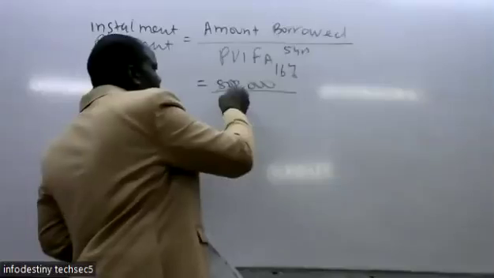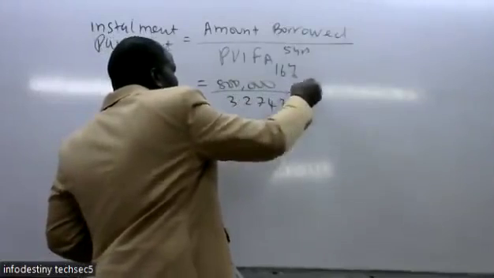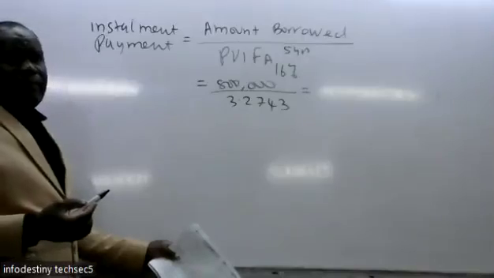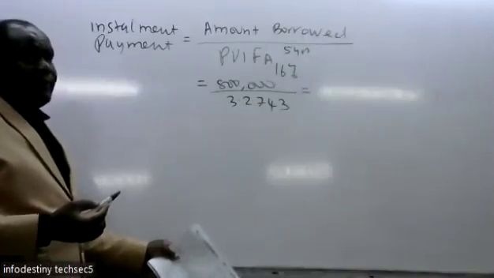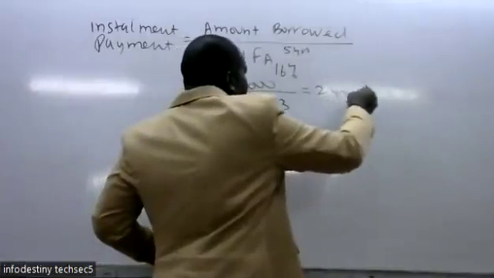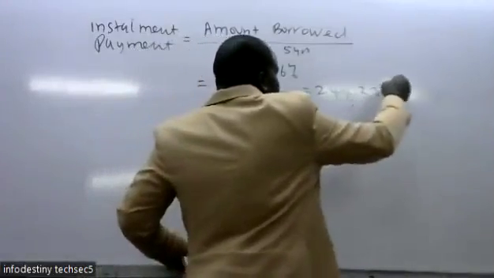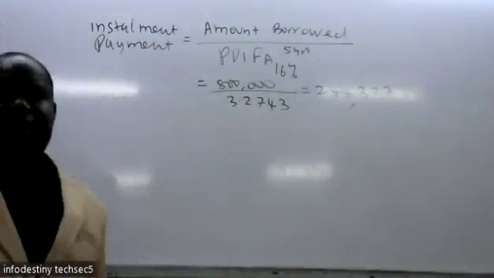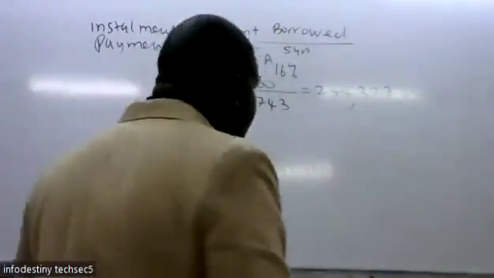3.2743. So you round off. It is 244,327. So that is now your installment. Once you get the installment, we are now preparing the loan repayment schedule.